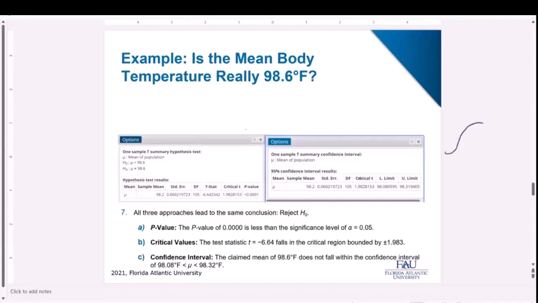If I were to draw a picture, our critical values are negative 1.98 and positive 1.98. And if we look at our t-stat, it's way down here, negative 6.6. It is in the rejection region. They all say the same thing. Confidence interval, the claim value of 98.6 does not fall within the confidence interval.